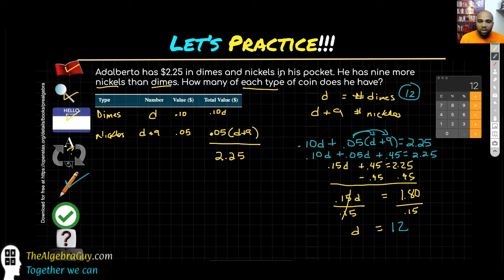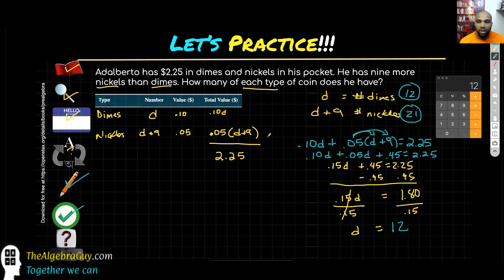How many nickels? Because it says of each type. Well, it says nickels are going to be the number of dimes plus 9 more. So 12 plus 9 gives me 21. There we go. And we're done. So let's check to see if we did it right.